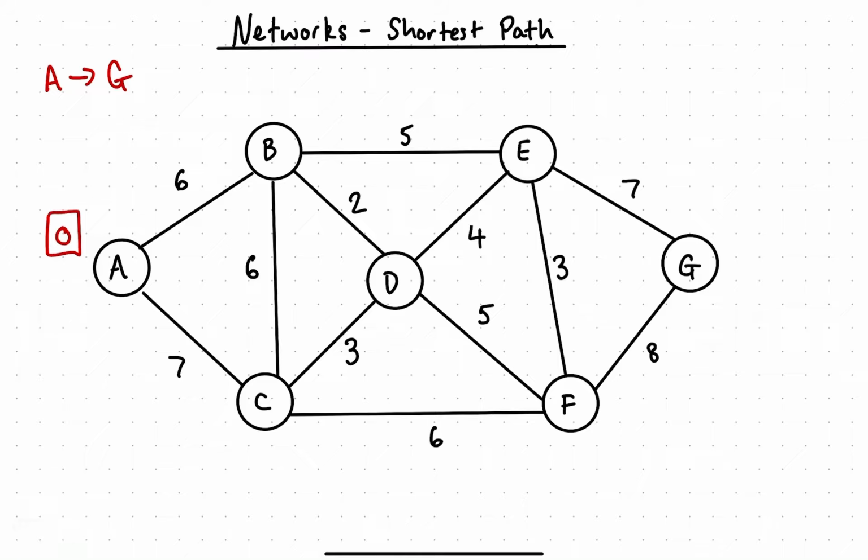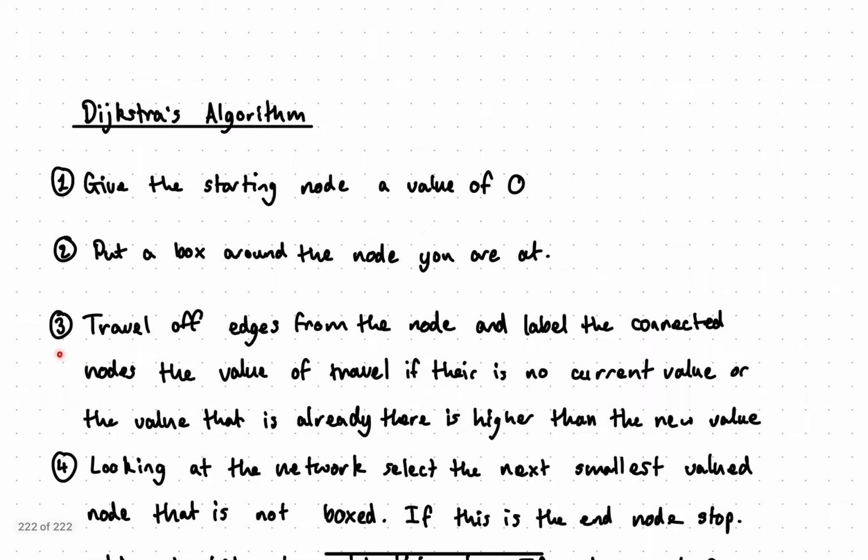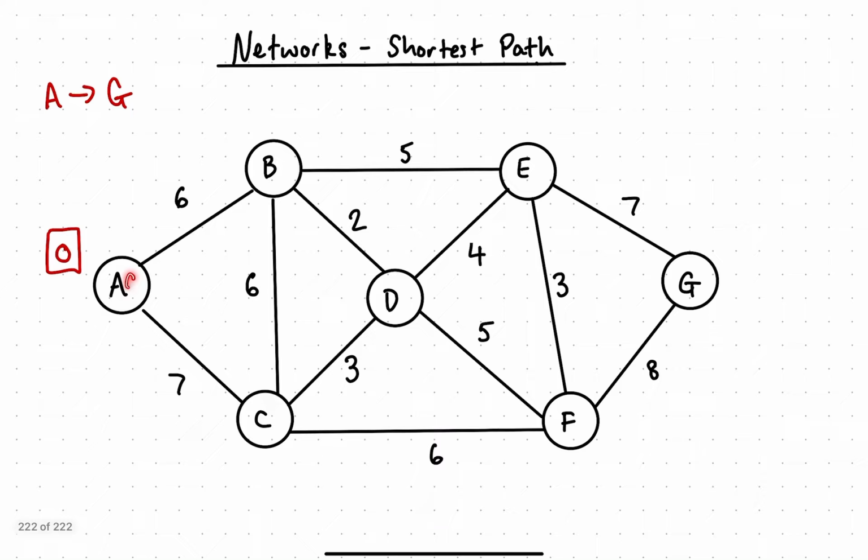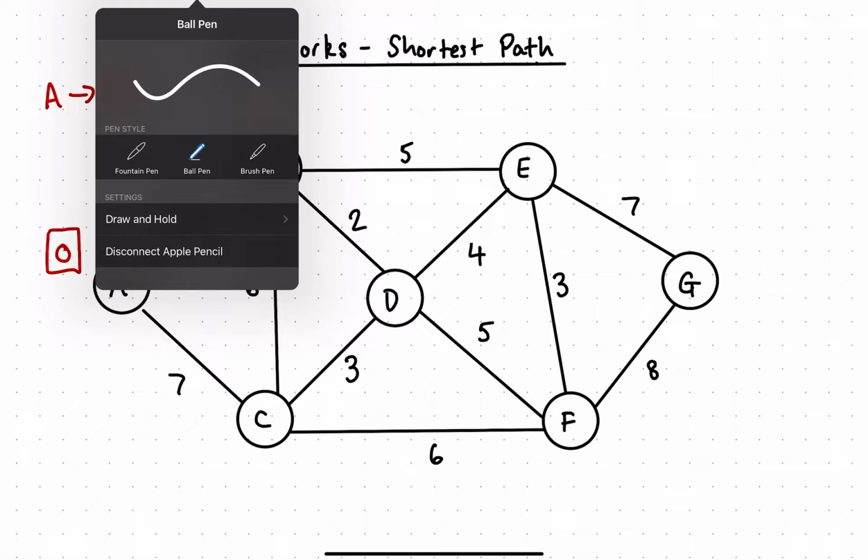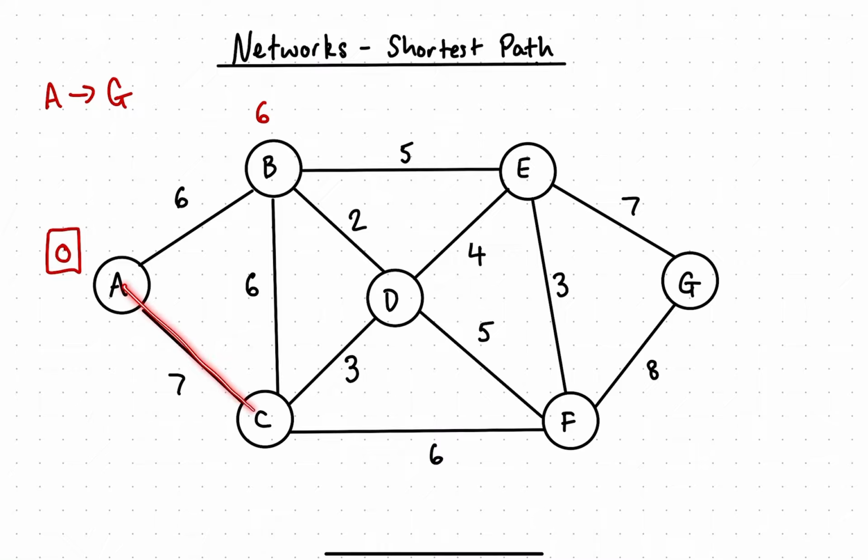And then step 3 says travel off the edges from the node and label the connected nodes with the value of travel if there's no current value or the value there is higher than the new value. Okay, so from A I can go to B, which is 6. There is no number there, so I'm going to write the number 6. And from A I can also go to C, and there's no value there, so I'm going to write the number 7. Those are the only two places I can go from A.